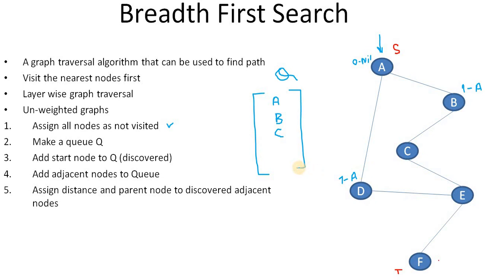Now let's see what the next step is. Remove the top visited node from the queue.